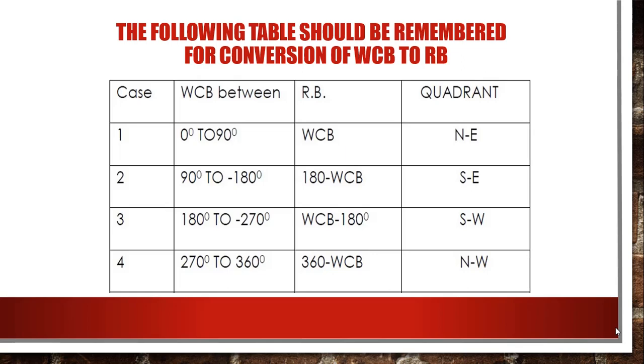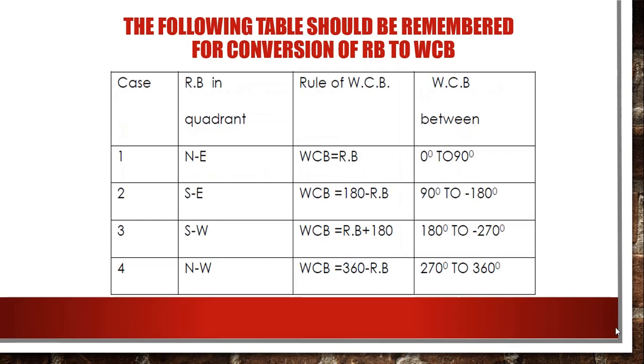So these are the four cases for the conversion of whole circle bearing to the RB with respect to quadrant. Now, the second table, that is for the conversion of reduced bearing to the whole circle bearing. Again there are four cases. If the RB lies in the northeast quadrant, that is the first quadrant, then the whole circle bearing is also equal to the reduced bearing.